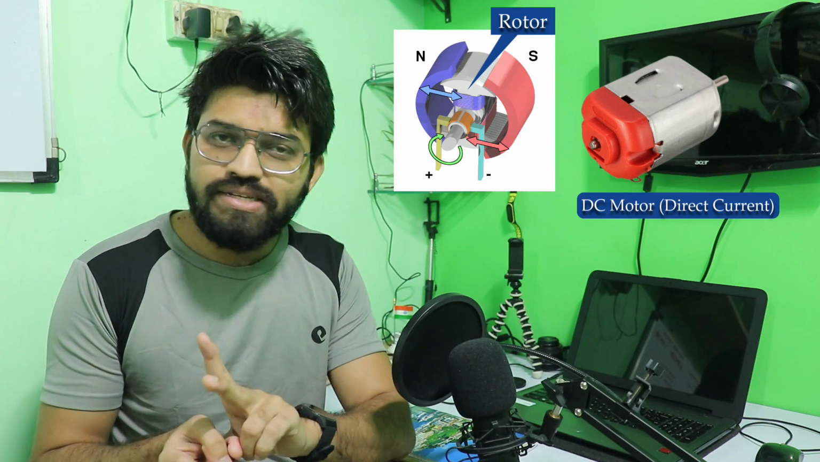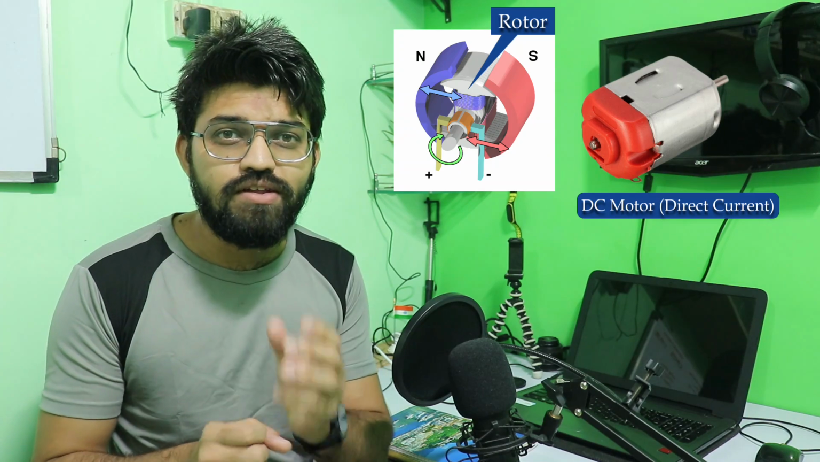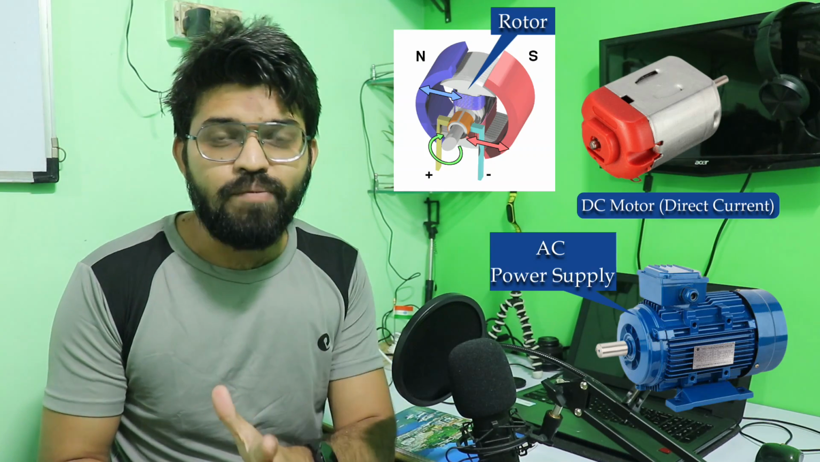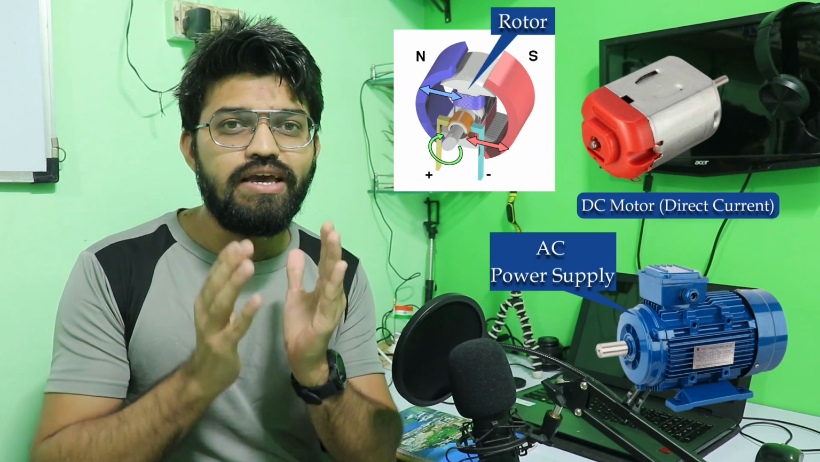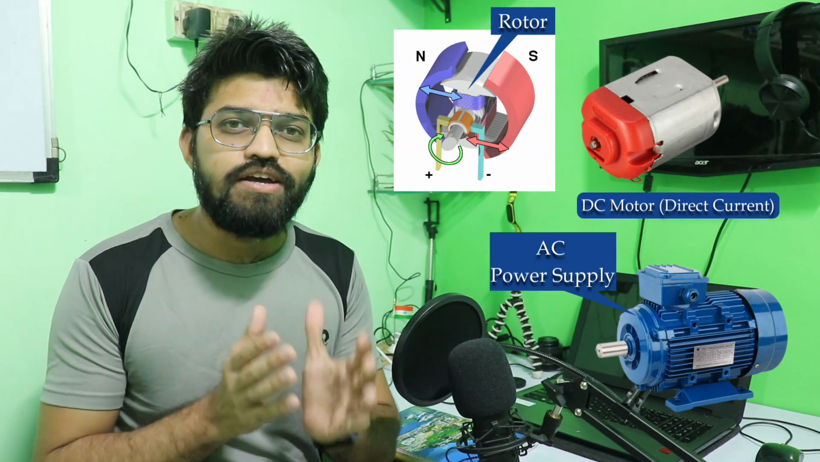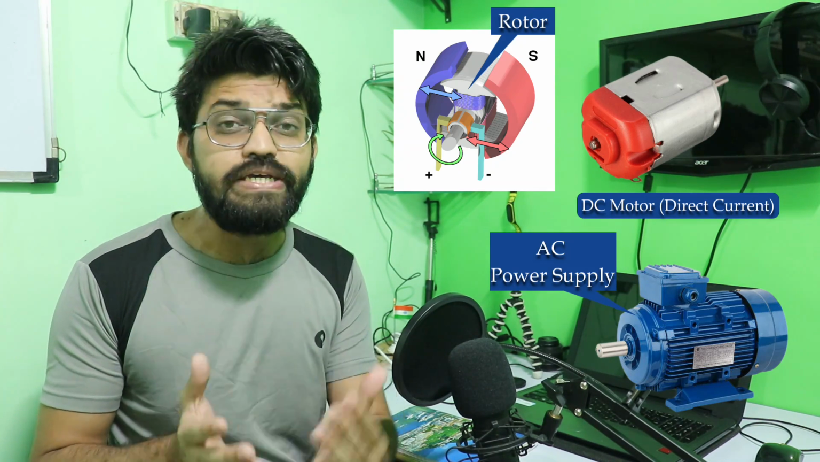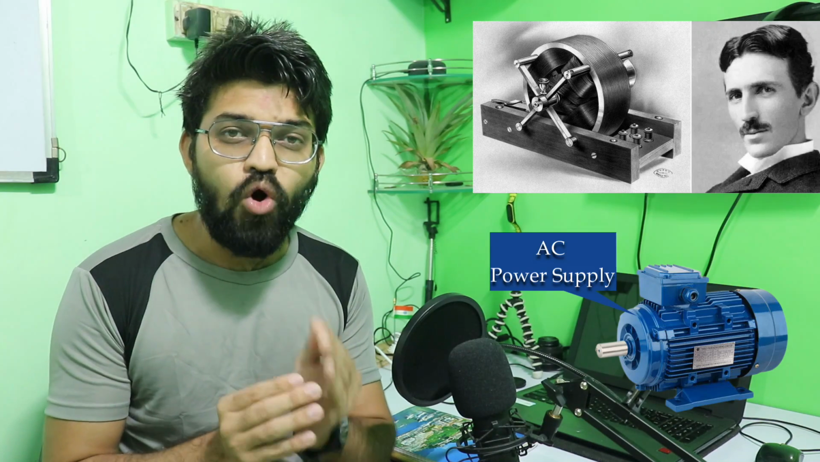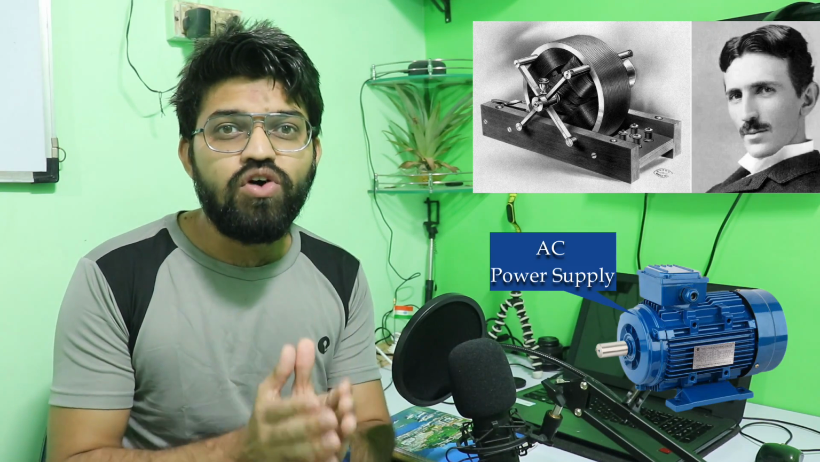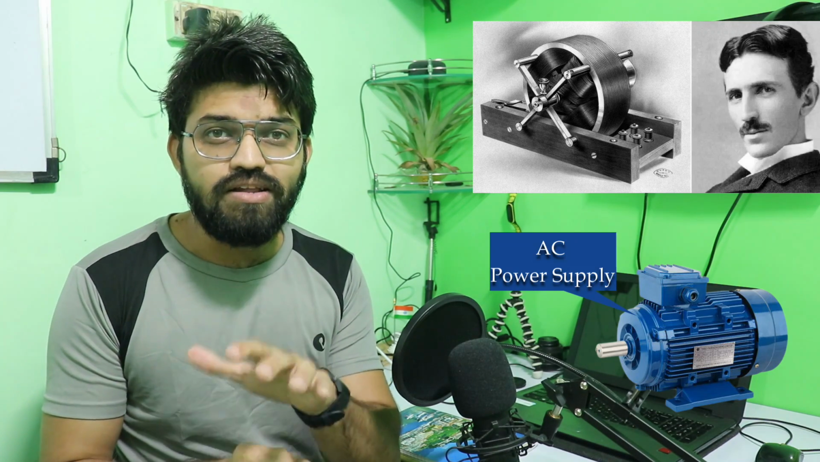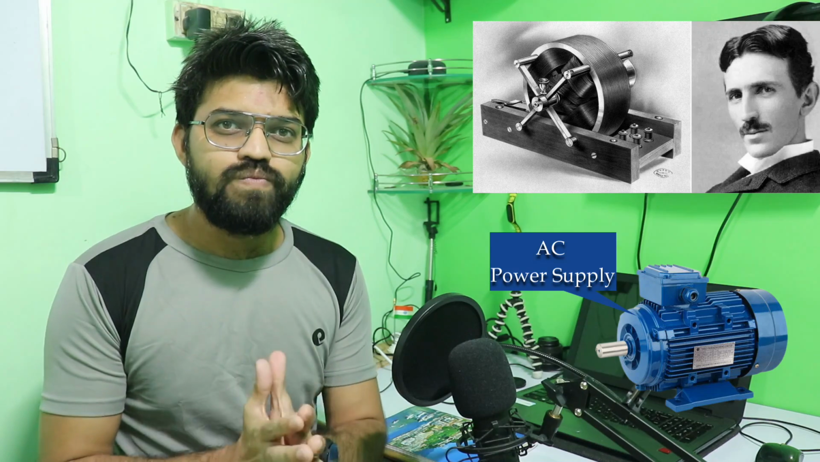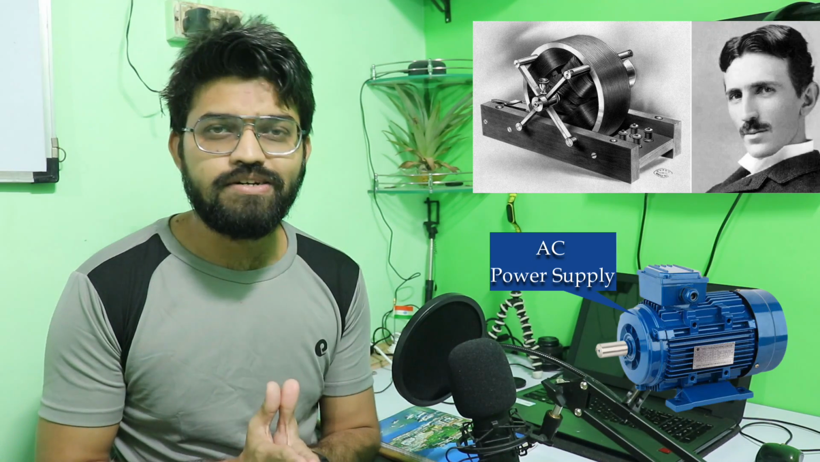So these two motors are the same, but the one I used to play with consumes a DC power source, whereas this bigger one consumes an AC power supply. This AC induction motor was developed over the years, and it was invented by Mr. Nikola Tesla. He was the pioneer behind modern alternating current, and he developed the first alternating current induction motor in 1887. He patented his design in the US in 1887. So, Sir Nikola Tesla, I really respect you.